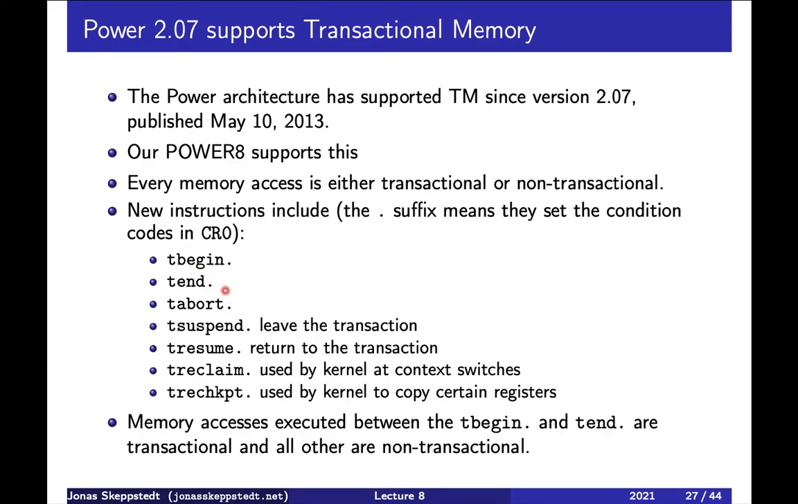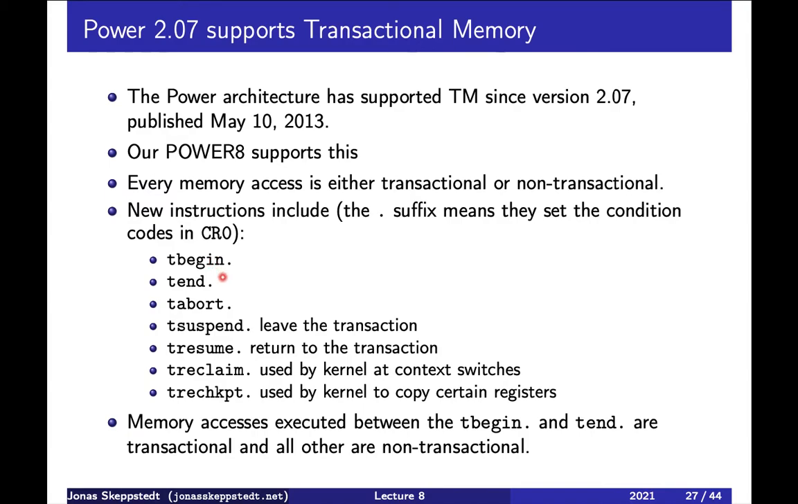Okay, first of all, every memory access is either transactional or non-transactional, and it's transactional if it appears between a begin and end pair. That means all existing code without begin and end, before introducing this, is non-transactional, as expected. Okay, so first one little remark: there is a dot at the end of each instruction here. A dot means that the instruction sets a condition code so that the program can do a conditional branch on the result.